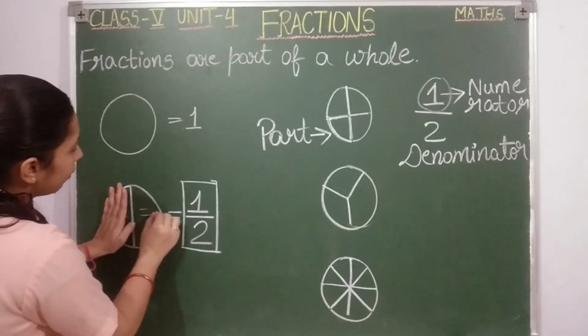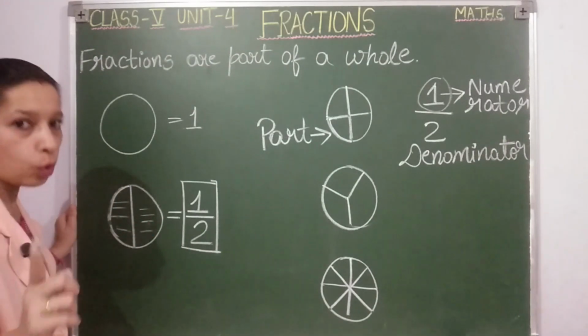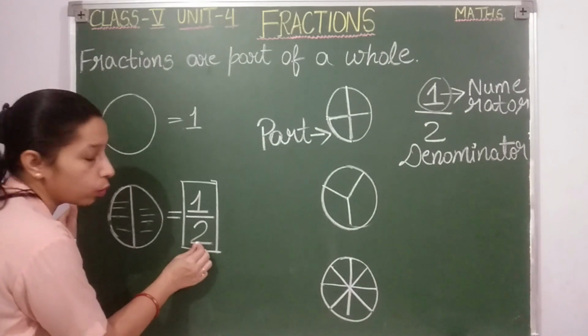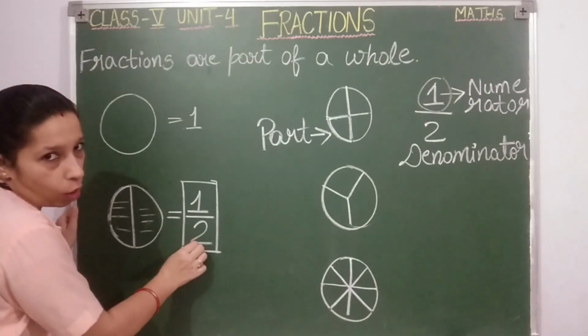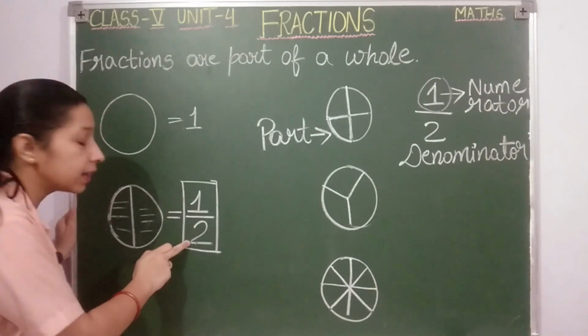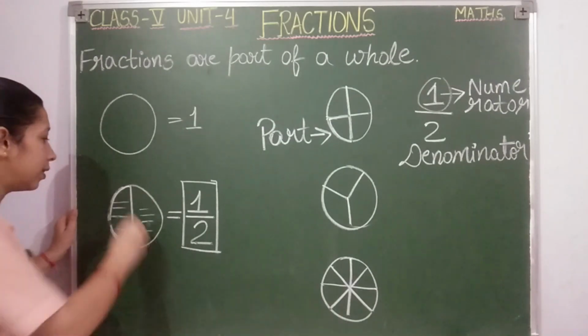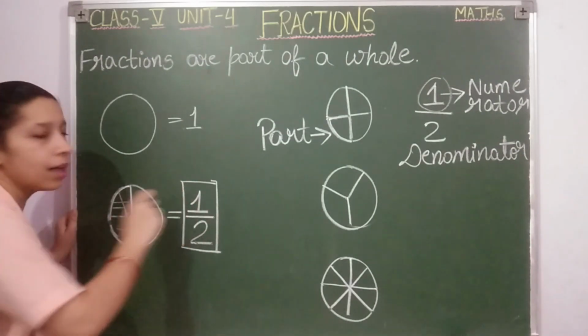Okay, again this part will show 1 by 2. Students, how many total parts are there? 2 total parts, na? See where I have written 2. I have written 2 in the denominator. So the total parts for a whole you are writing in the denominator. And the part which you are talking about, that part you are writing as the numerator.